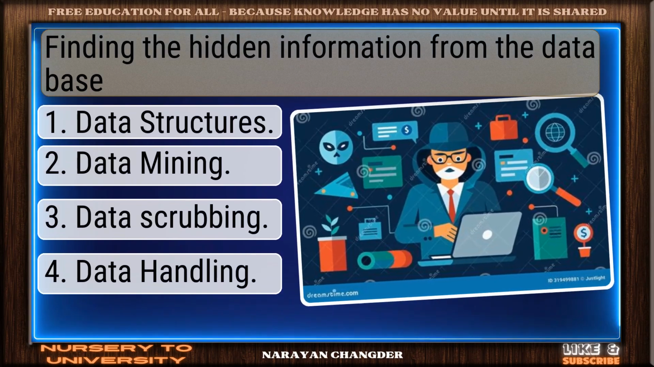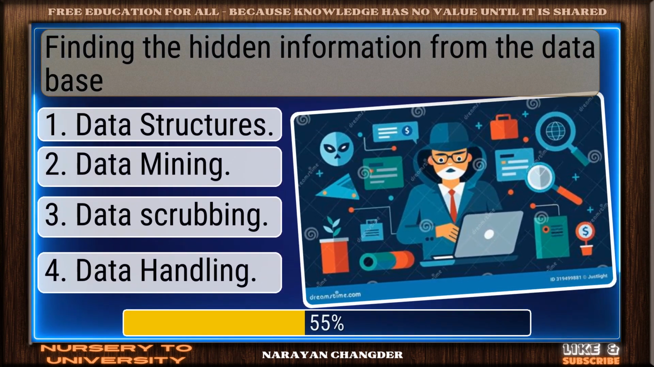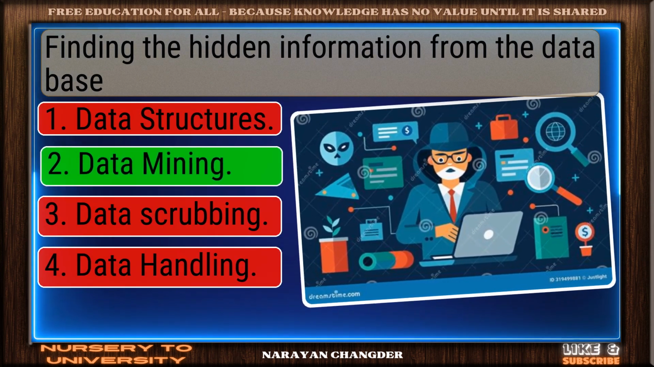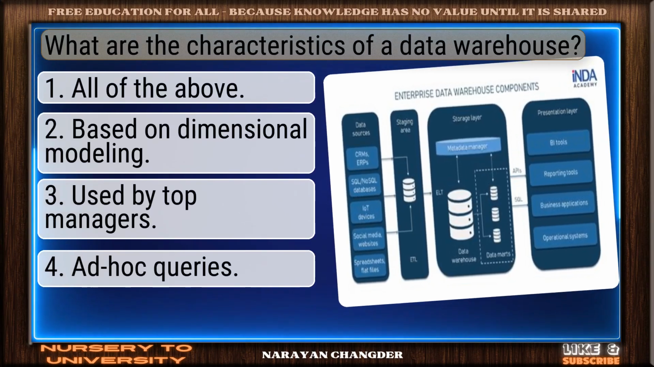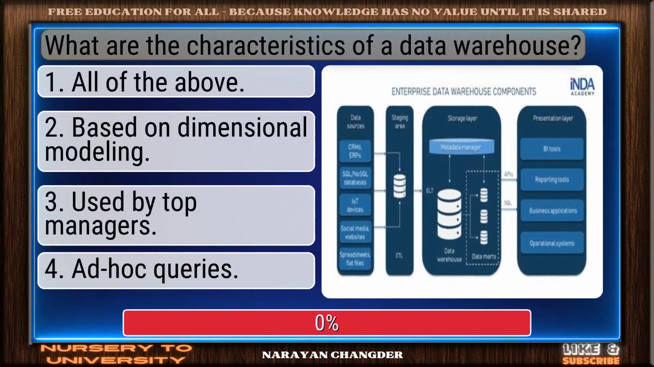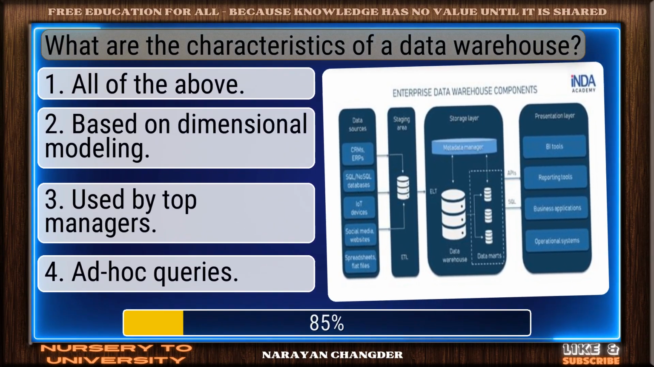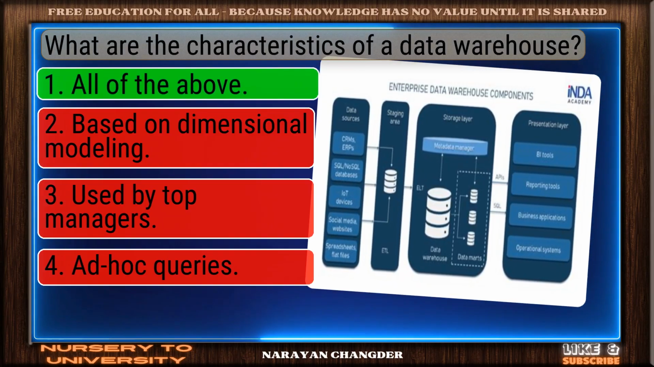Question number 25. Finding the hidden information from the database. You got it. Your choice, data mining, is right. Question number 26. What are the characteristics of a data warehouse? On track. All of the above is the correct answer.